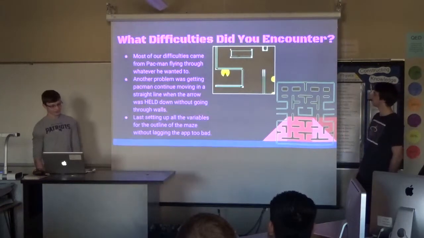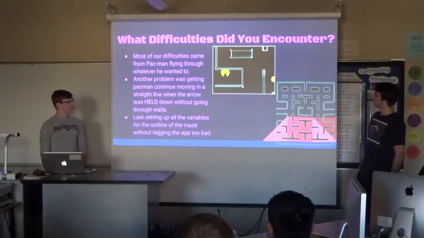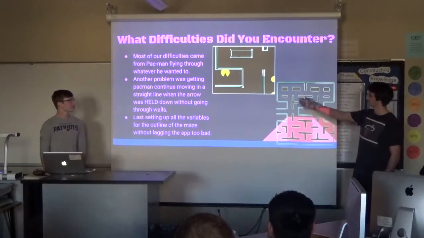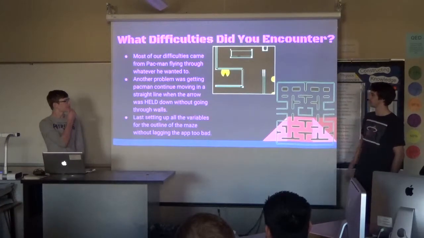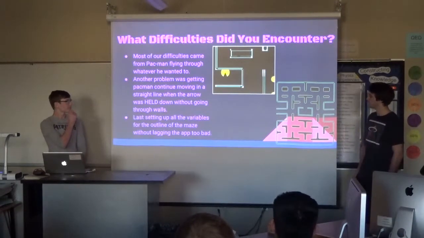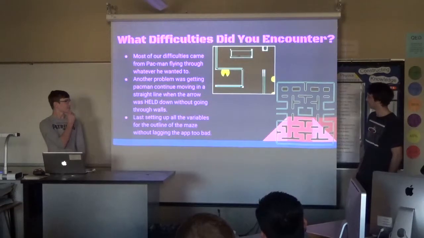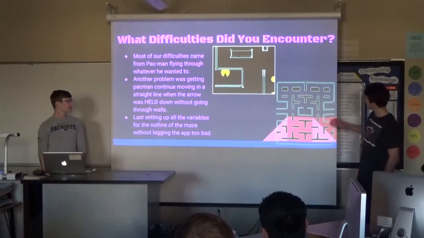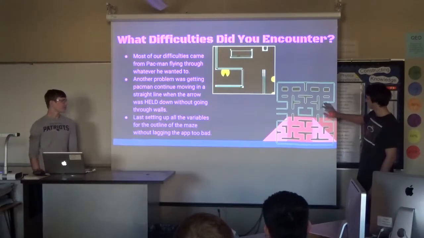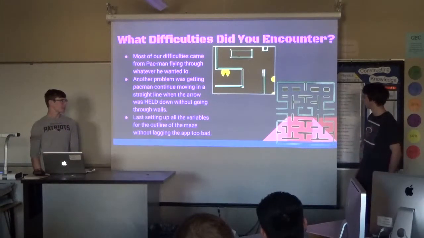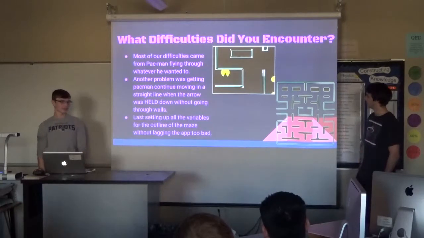What difficulties did we encounter? We encountered Pac-Man flying through whatever he wanted to in the picture. Another one was Pac-Man continuing to move straight when you were holding down the arrow key. The last thing though was setting up the variables for the outline. This would be the outline that we wanted, but we couldn't use this actual one because we couldn't get Pac-Man to go on it.